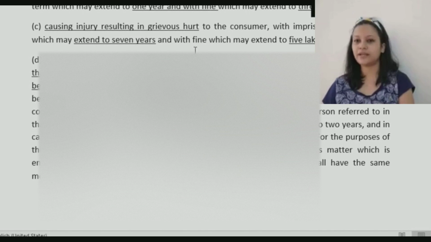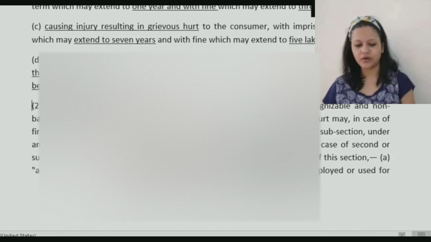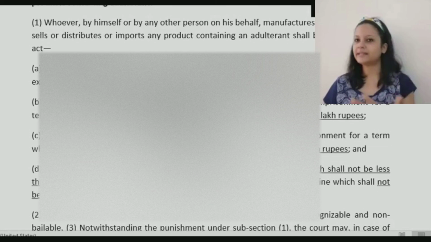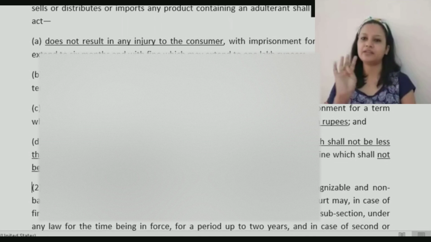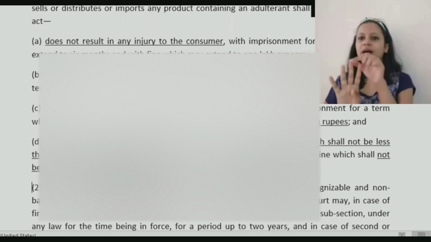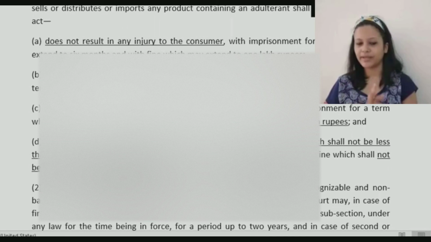So if death is being caused to the consumer, imprisonment shall not be less than 7 years in any case, but it may go up to imprisonment for life as well. And the penalty or the fine will be up to 10 lakh rupees. So we are trying to impose certain penalties or fines based on the severity of the offense. And severity is divided into 4 different classes: no harm, hurt, grievous hurt, and the last one is death caused to the person. Okay, is this section clear?